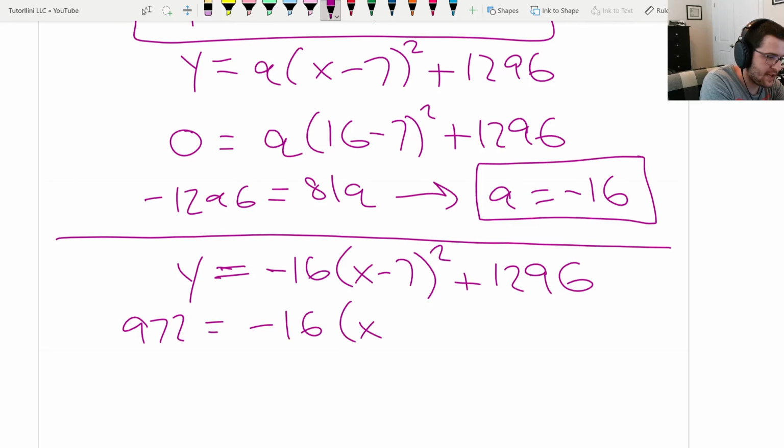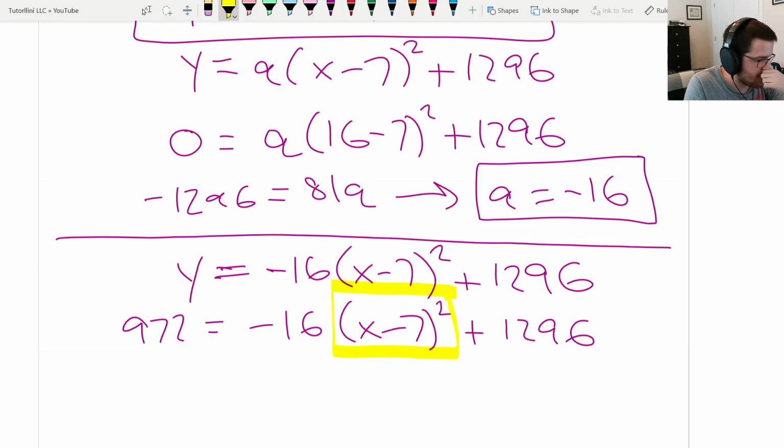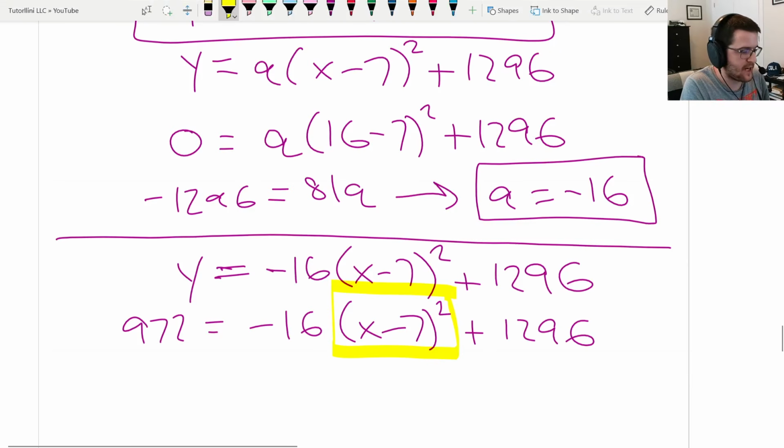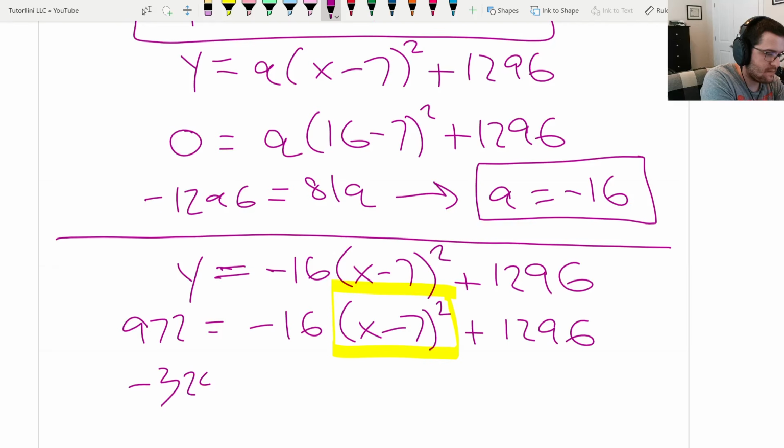And we're going to try to get the square by itself. So you can just kind of pretend this is like a big variable. So we got a negative 16 and a 1296. We got to move the 1296 first. So we're going to subtract 1296 from both sides. We get negative 324 equals negative 16 times x minus 7 squared.